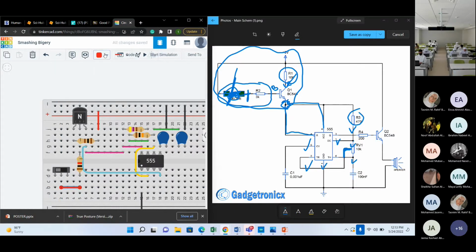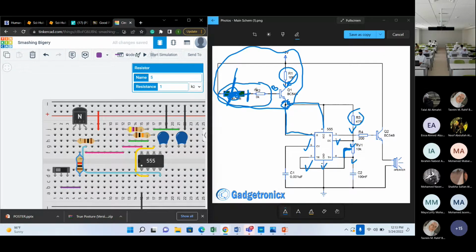This way, right? Do you agree with this, guys? Yes. This is resistor number what? This is resistor number R2. So this is R2 here. And the value of R2 is what? Is 3 kilo ohms, right? So there you go.